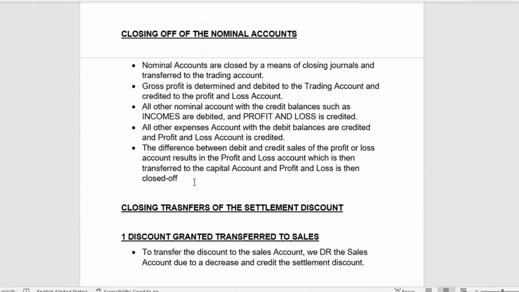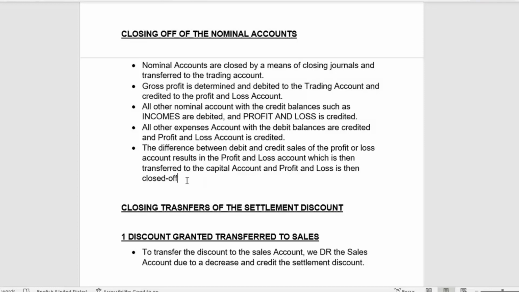Right, let's close off our nominal accounts. Nominal accounts are closed by means of closing journals and transferred to the trading account. Then the gross profit is determined, debited to the trading account and credited to the profit and loss account. All other nominal accounts, including the credit balances such as incomes, are debited and the profit and loss is credited. I'm going to come and explain that part. Then all other expense accounts with a debit balance are credited and the profit and loss account is debited. The difference between the debit and the credit sides of the profit and loss account results in the profit or loss, which is then transferred to the capital account, and profit and loss is then closed off.